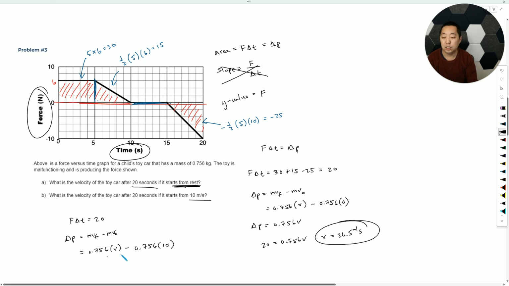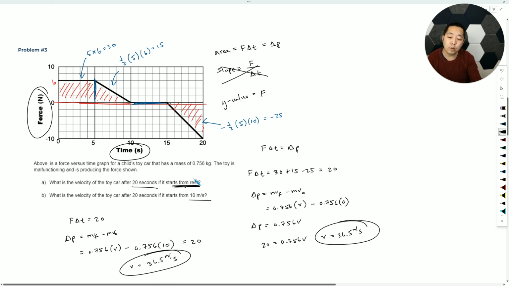And that equals 20. That impulse has to equal that change in momentum. So then you can solve for v. You're going to take that 20 and add 0.756 times 10. And then you're going to divide by 0.756, and you're going to get 36.5 meters per second.